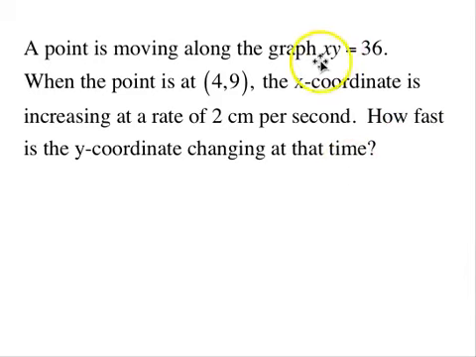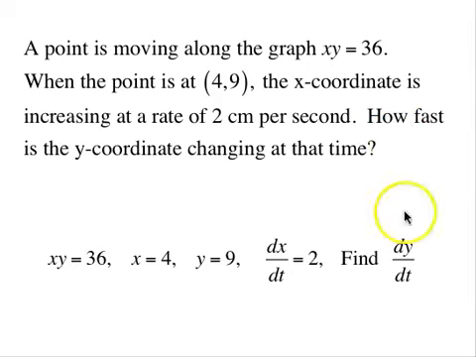So we're told we have this function xy is 36. We're told x is 4. We're told y is 9. X is changing, dx/dt, increasing, positive 2. We want to find dy/dt. So this is all the information we're given.